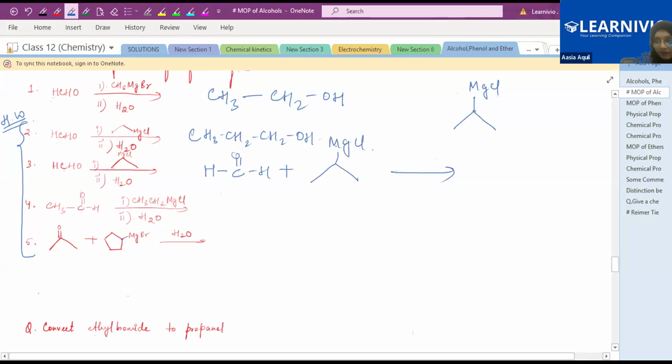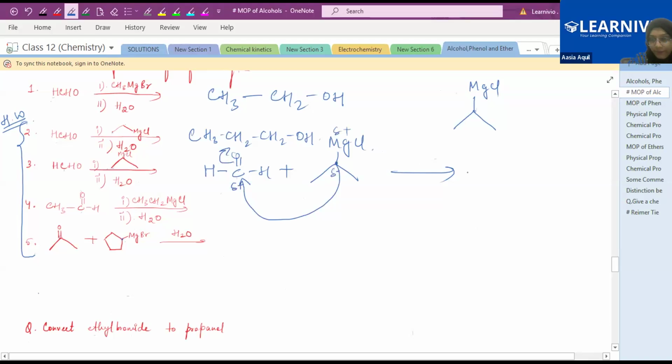So again, you know very well, this magnesium will acquire partial positive charge, and this central carbon, second carbon, will acquire partial negative charge. And this one will have partial positive charge. So this carbon will attack this carbon, and this bond will shift over here.